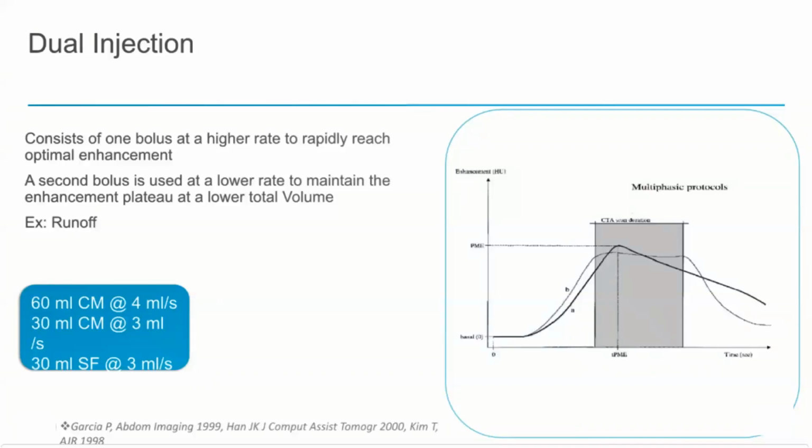Okay. So consider a multi-phase injection protocol if you want to maintain the enhancement plateau, and use a slightly lower total volume of contrast. Remember that this type of injection protocol can be useful, for example, in peripheral runoffs. We're talking about runoff studies, because for these studies we have a long acquisition time, so it could be useful for this kind of acquisition.